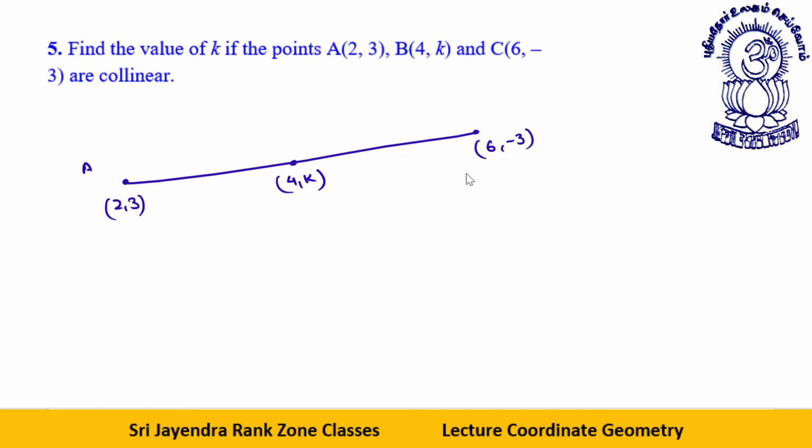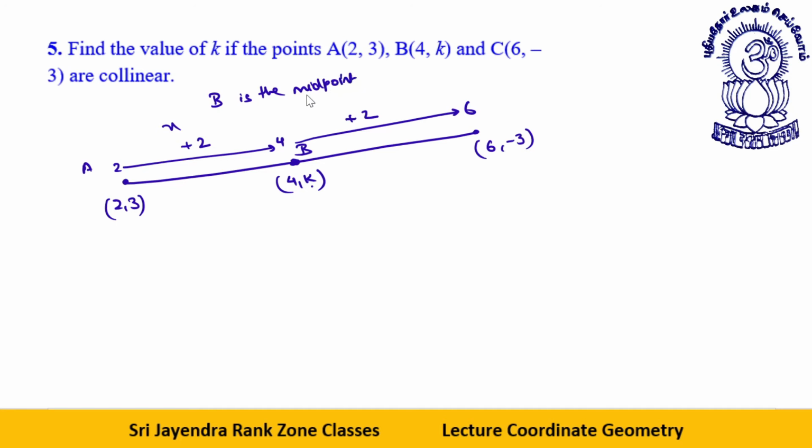What will happen? Let's talk about x. We need the y one. X goes from 2 to 4, then 4 to 6. Here there is an addition of plus 2. Here also there is an addition of plus 2. Both the places the addition is plus 2, so I can say this is the midpoint. Directly I can say this point B is the midpoint of AC.